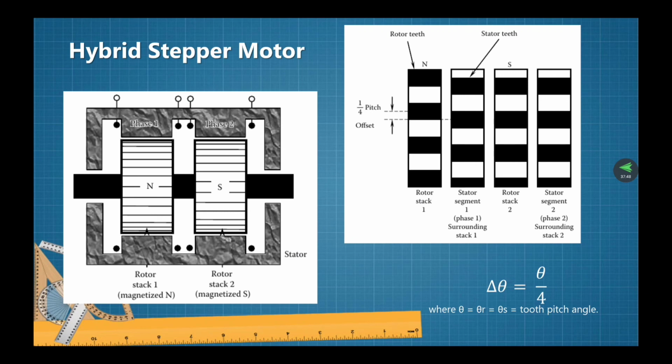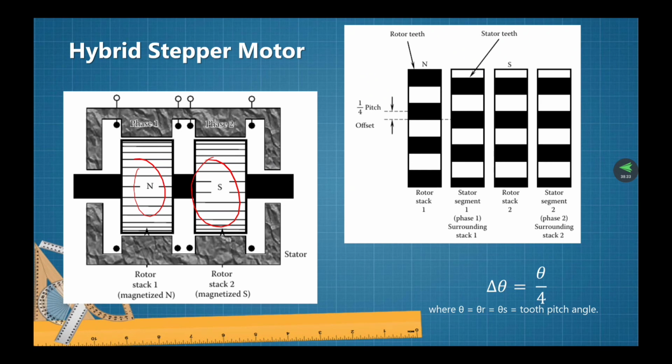Okay, this is the hybrid stepper motor, the most widely used variety of stepping motor in engineering applications. The hybrid stepper motor has two stacks of rotor teeth on its shaft. The two rotor stacks are magnetized to have opposite polarities. Rotor stack 1 is magnetized north, and rotor stack 2 is magnetized south.